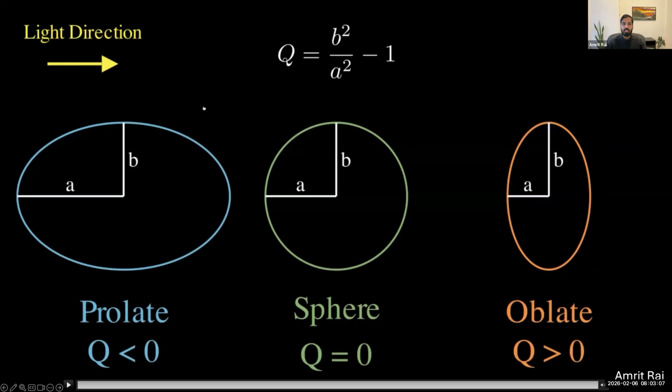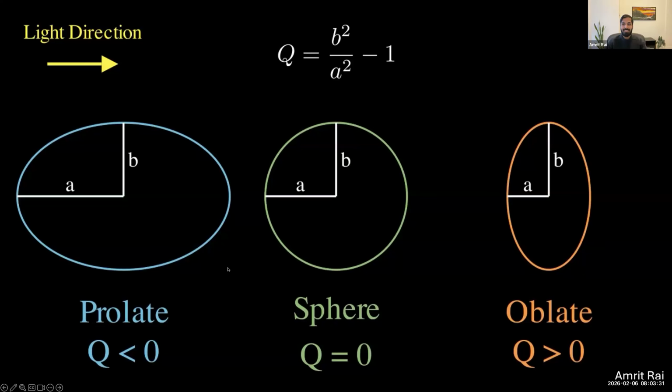If B and A are the same, this fraction just simplifies to 1, and you see that Q equals 0. If B is greater than A, like in oblate lenses, then this fraction is going to be greater than 1, and so we end up with a positive number. And if B is less than A, then this fraction is going to be less than 1, and we're going to end up with a negative number. But again, realistically, no one's going to remember this formula.